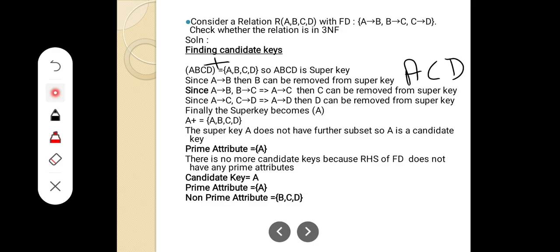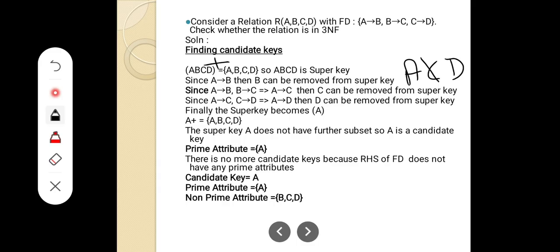Next, check for any further functional dependency. A determines B, and B determines C, which means A determines C. So C can be removed. B is already removed, and now C is also getting removed.